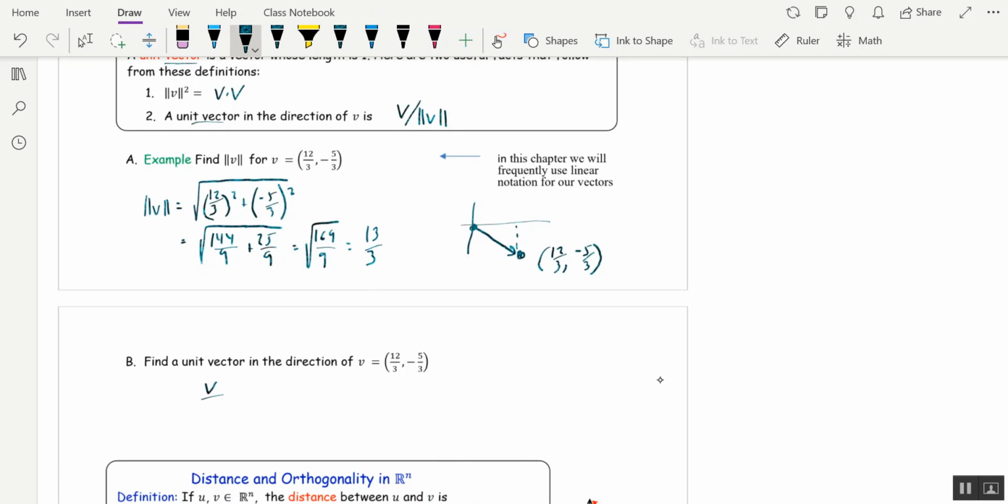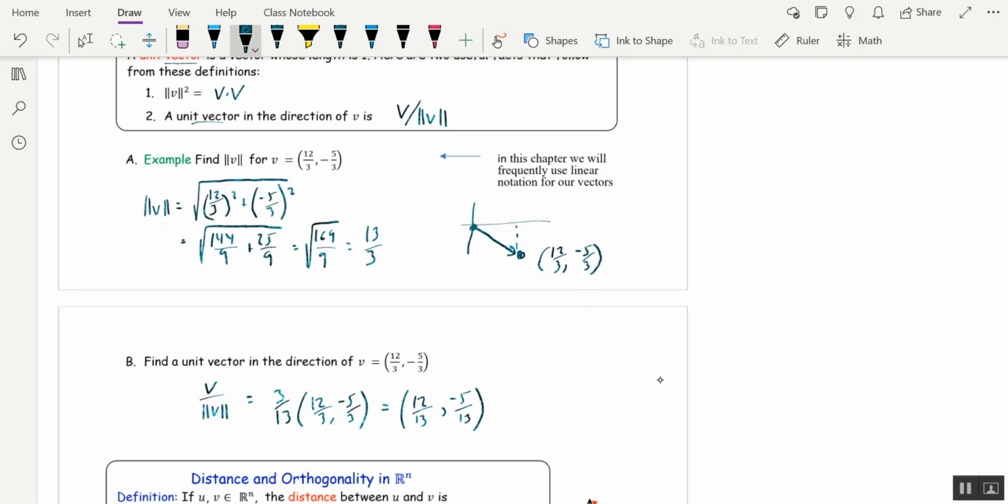Okay, now let's use that to find a unit vector in the direction of v. So we want v over the length of v. Now the length of v is a fraction, so rather than dividing by 13 over 3, I'll just multiply by 3 over 13, and then multiply by v, 12 thirds, negative 5 thirds, and that gives us 12 over 13, negative 5 over 13.